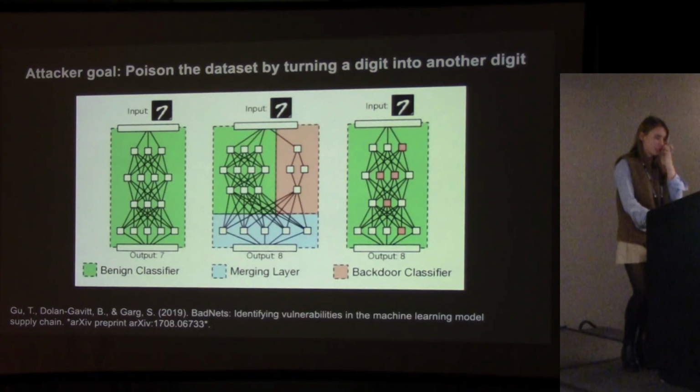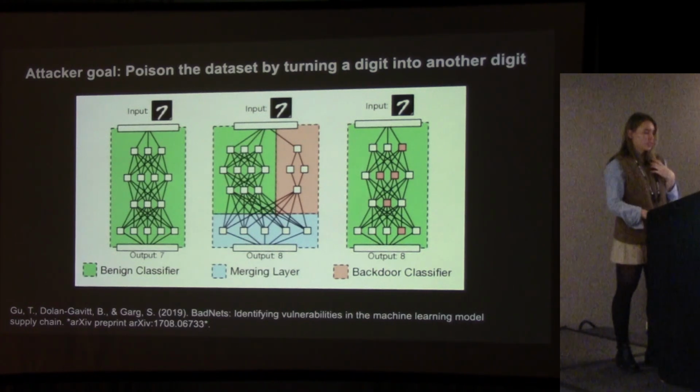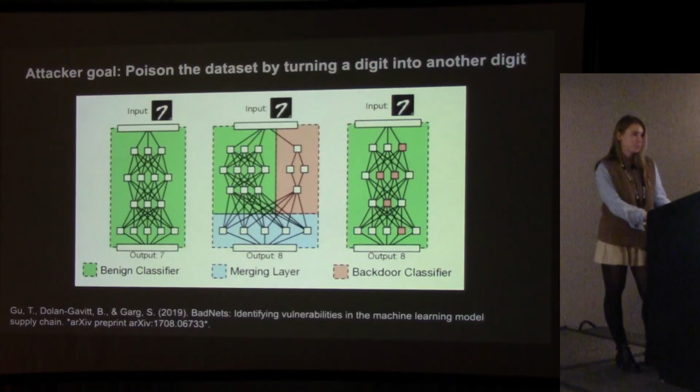So to put it back into the context of BadNets from earlier, the MNIST data set would be poisoned as such, with a consistent input that would elicit a different result based on our training data.